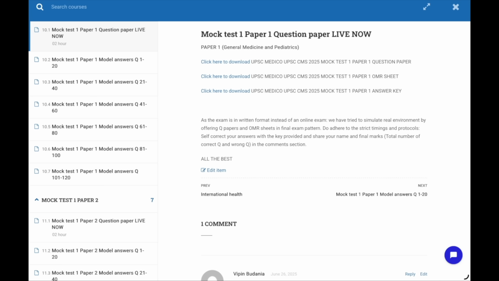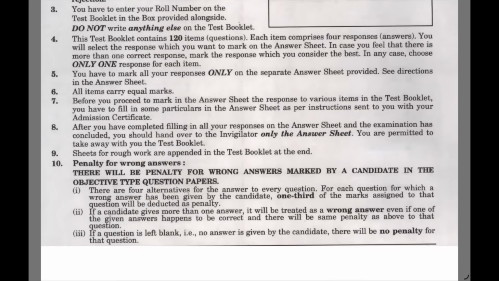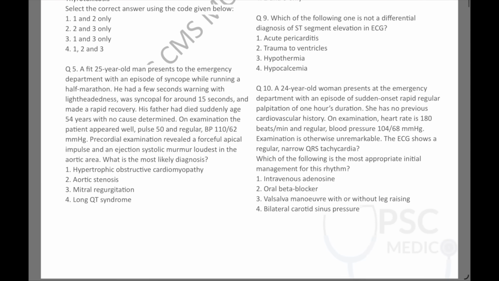you have to download your question paper. If you click here, you can download the question paper, you can download the OMR sheet, you can download the model answers also. So now you have to download the OMR sheet and then you have to solve. So this is the question paper you have. I'm just showing the sample.